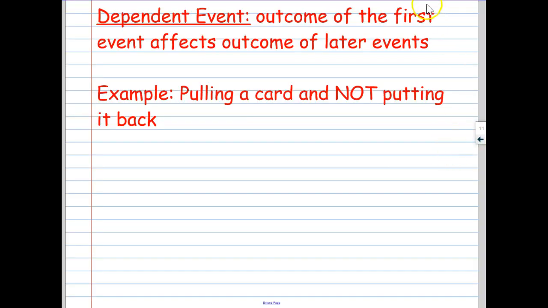Go ahead and pause, copy this down. Here's an example, pulling a card and not putting it back. That's an example of a dependent event.